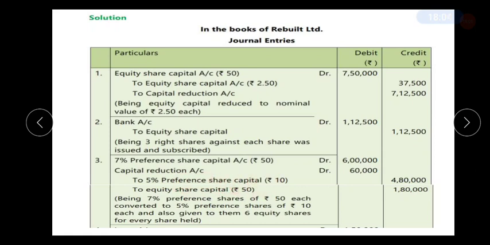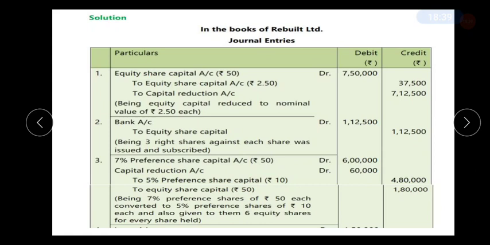So for that we need to pass the entries. And one more thing is that they are being issued equity shares also. How many equity shares are they getting? 6 equity shares. So these 7% preference shareholders are going to get new 5% preference shares for every one old preference share. In the place of one old preference share, they are going to get 4 new preference shares.